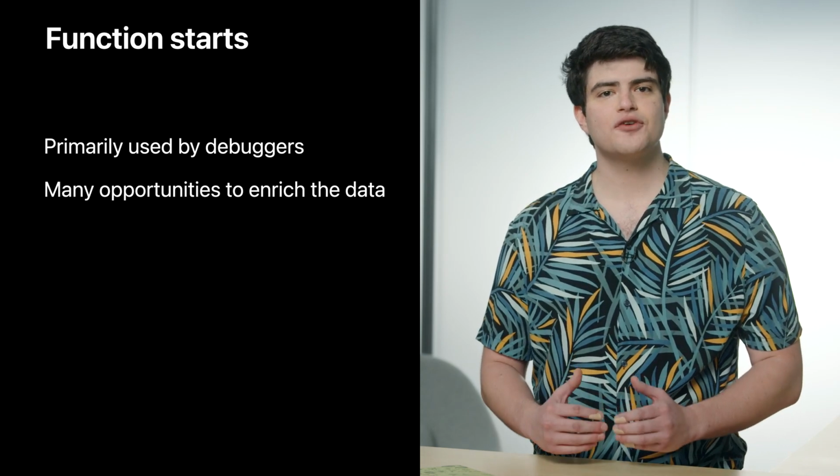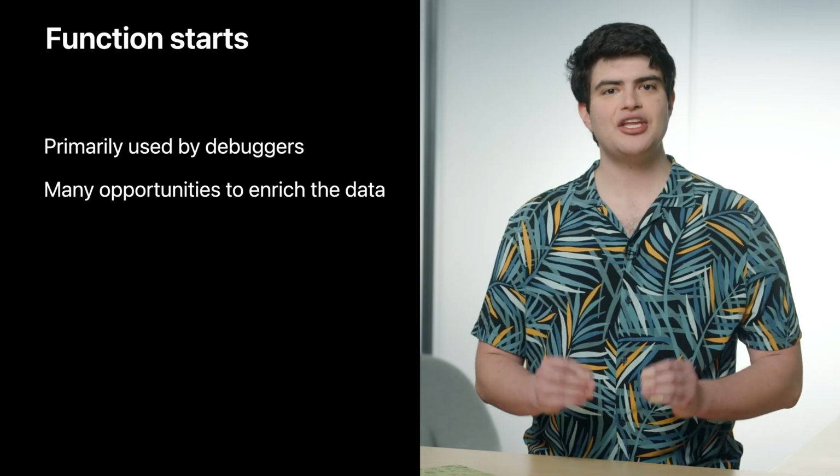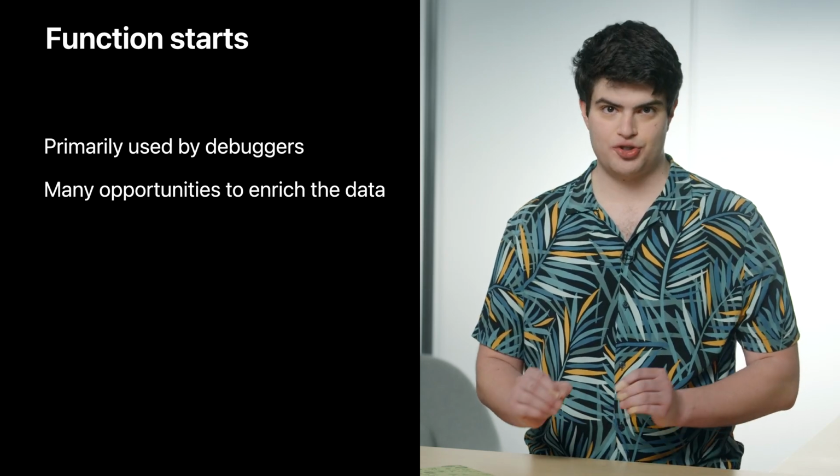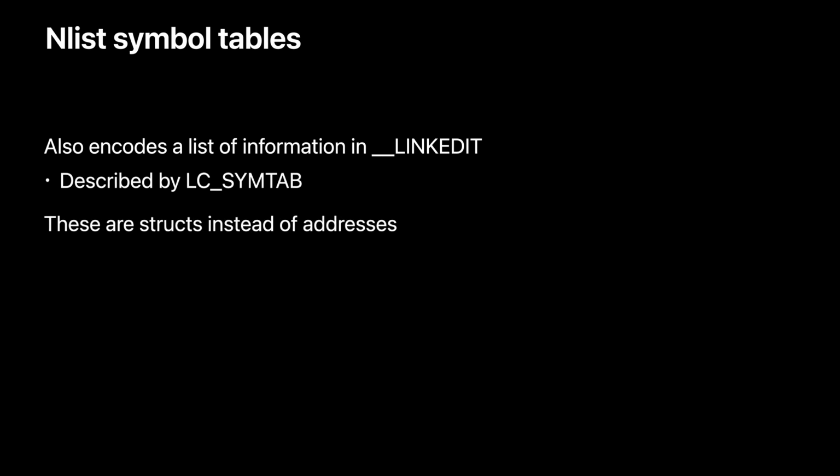This gives us our first real opportunity to take a crash log or an instruments trace and use it to track down an issue in our source code. This leads us to n-list symbol tables. The symbol tables build on the idea of function starts and also encode a list of information in the link edit segment and have their own load command too. However, rather than just encoding addresses, they encode C-structs. This lets us add more details for any given entry compared to function starts.